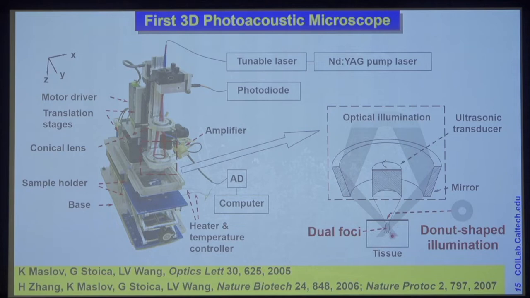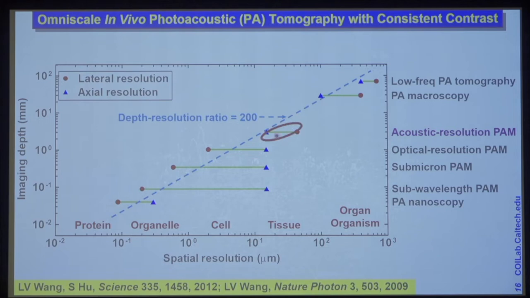And so we can raster scan this head in a water tray to get a 3D image. You have a membrane window here to couple light and sound. The tissue is placed below the membrane window. So this operates around here. I just moved from here to here. It gives you about 3 millimeter penetration, but tens of microns resolution. So you're scaling depth and resolution.